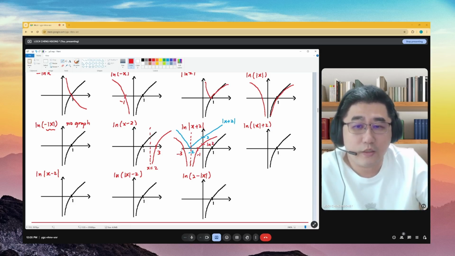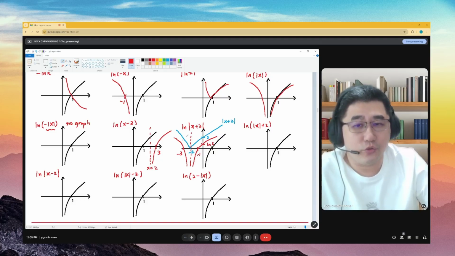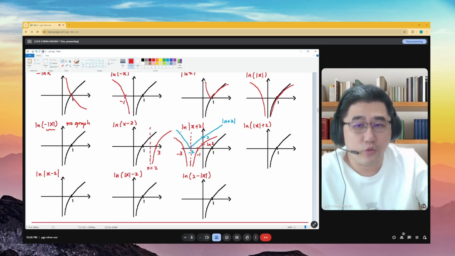How do I get this -3 and -1 here? This -3, when you put it inside, -3 plus 2 becomes -1, modulus becomes 1, Ln 1 becomes 0. So this is 0. Same goes for this -1. If you put -1 inside, -1 plus 2 becomes 1. Okay, so Ln 1 equals 0. Of course you can do the reverse calculation. But what I want to tell you is you can use the blue line to help you get the shape done.